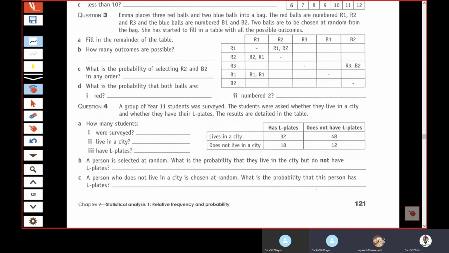R1, R2, R1, R3. We get it. R1, B1, and so on. All right, I'm not going to continue that. We get that.